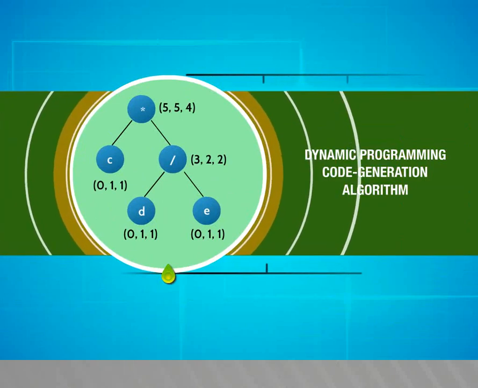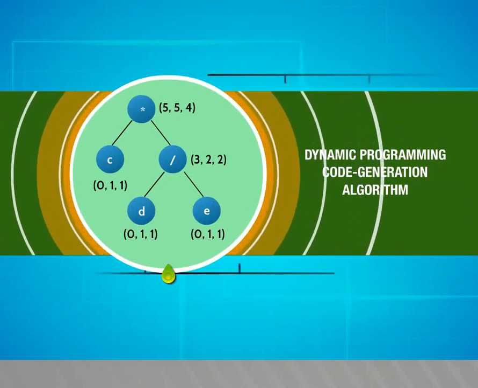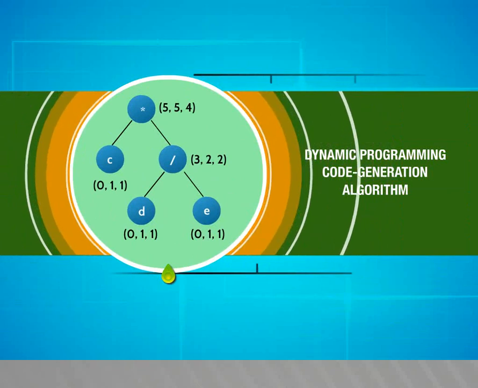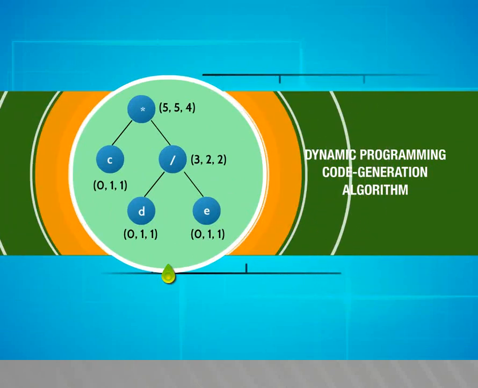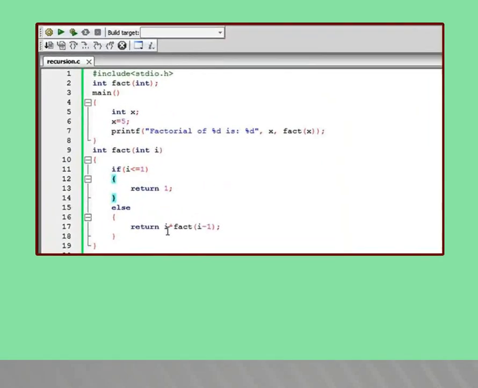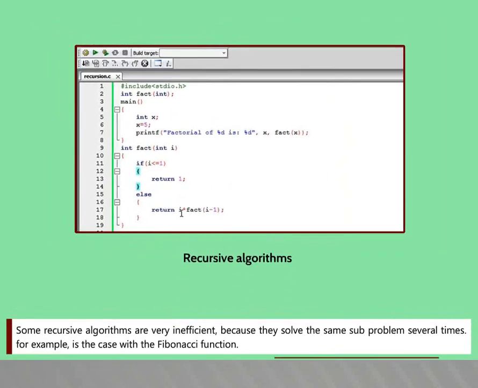Dynamic Programming Code Generation Algorithm. In this video, we are going to see about the dynamic programming code generation algorithm. Some recursive algorithms are very inefficient because they solve the same subproblem several times. For example, this is the case with the Fibonacci function.